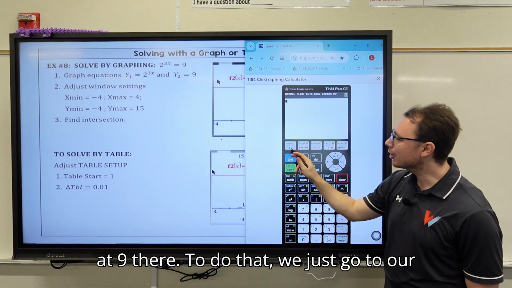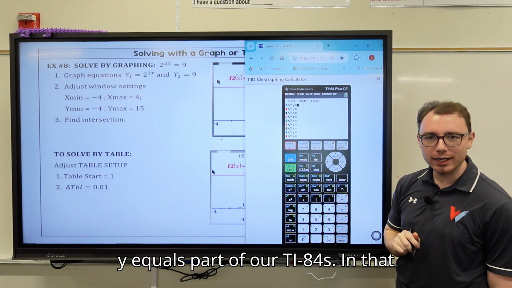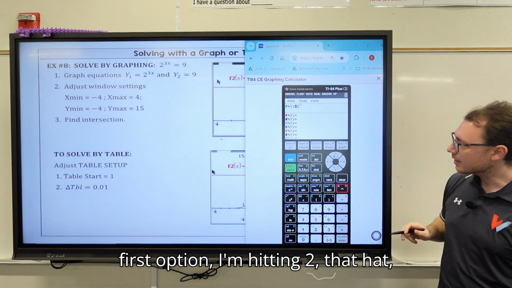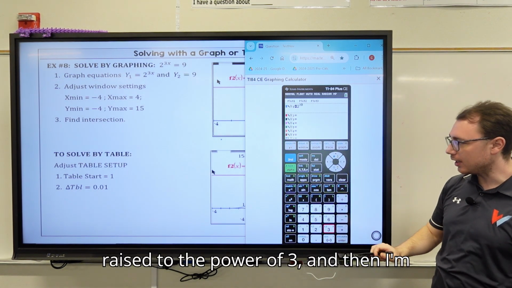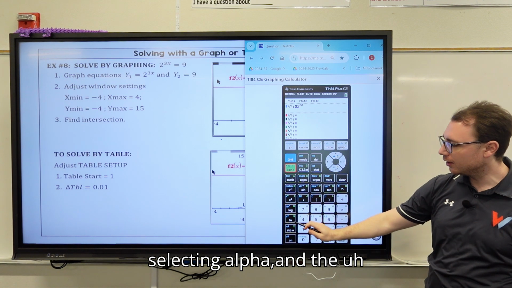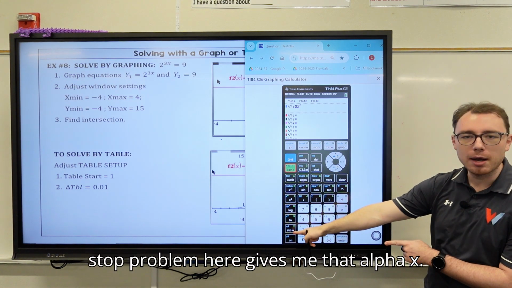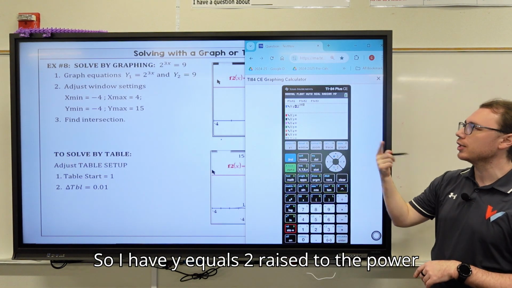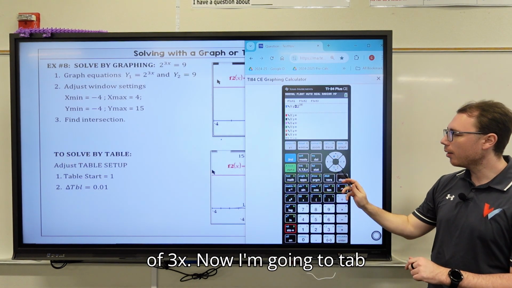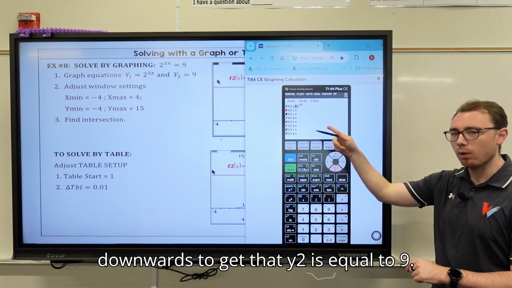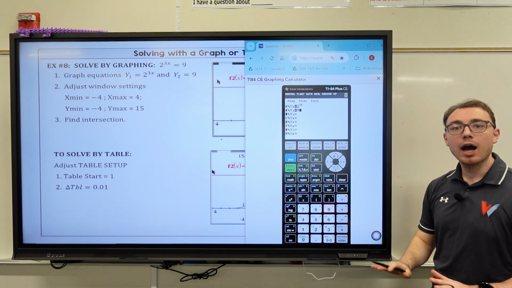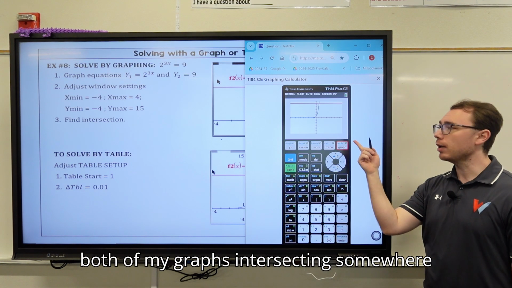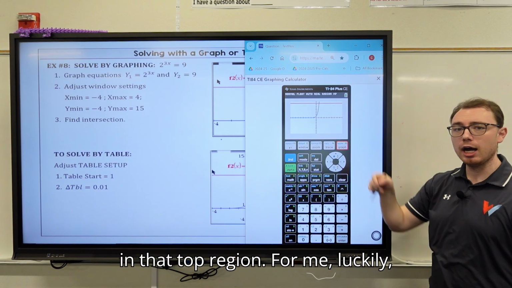To do that, we just go to the y equals part of our TI-84s. In that first option, I'm hitting 2, that hat, raised to the power of 3, and then I'm selecting alpha, and the stop problem here gives me that alpha x. So I have y equals 2 raised to the power of 3x. Now I'm going to tab downwards to get y2 is equal to 9. I know I've done this right when I go over to graph and see both of my graphs intersecting somewhere in that top region.